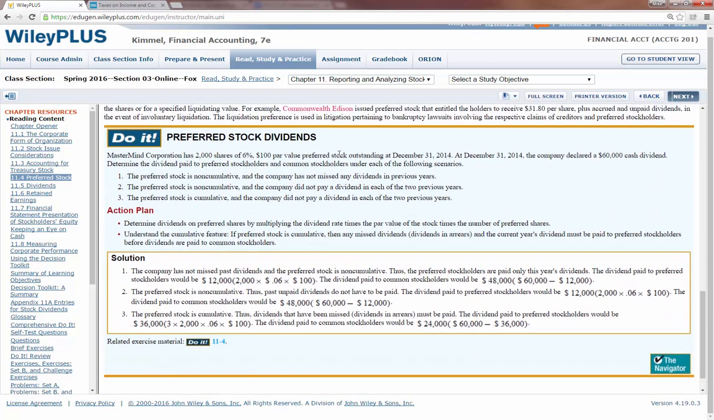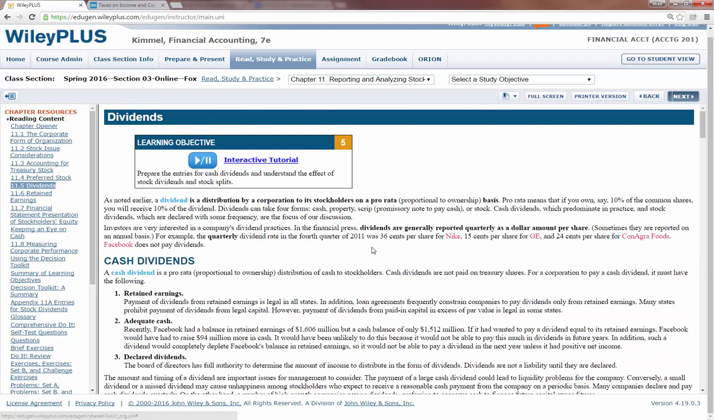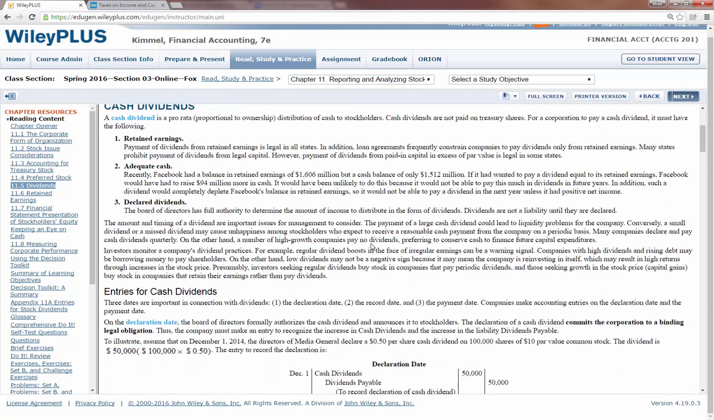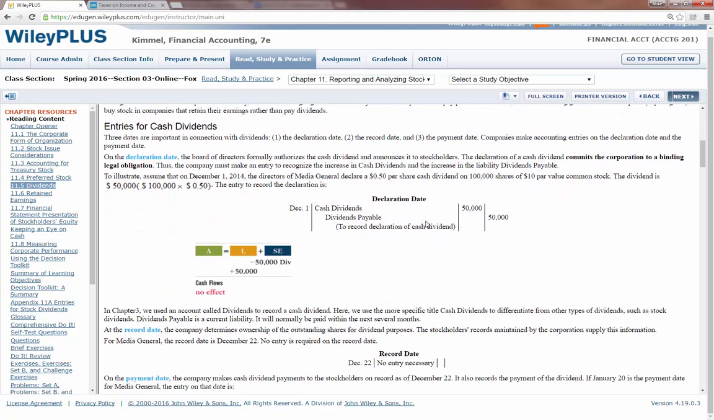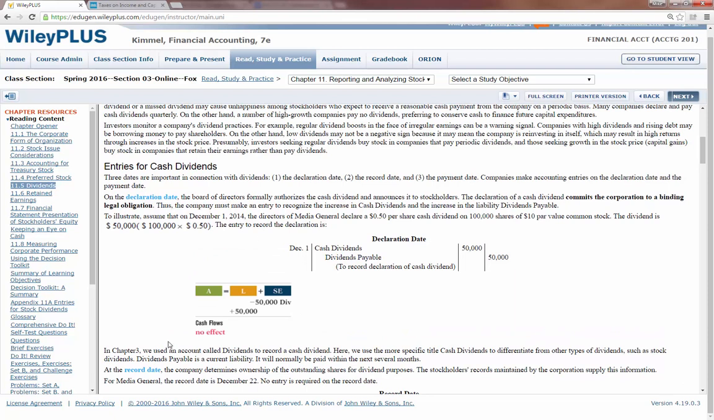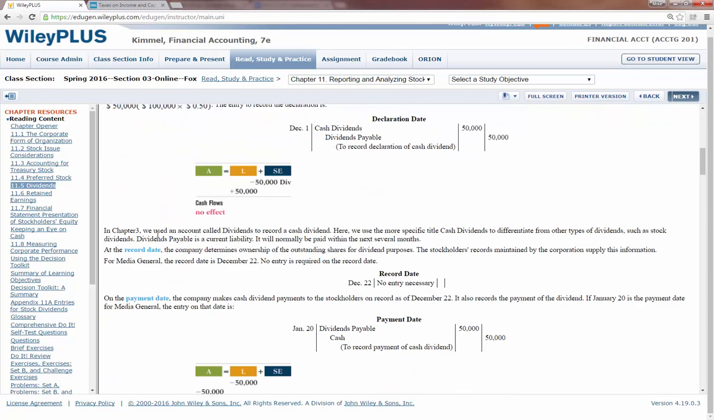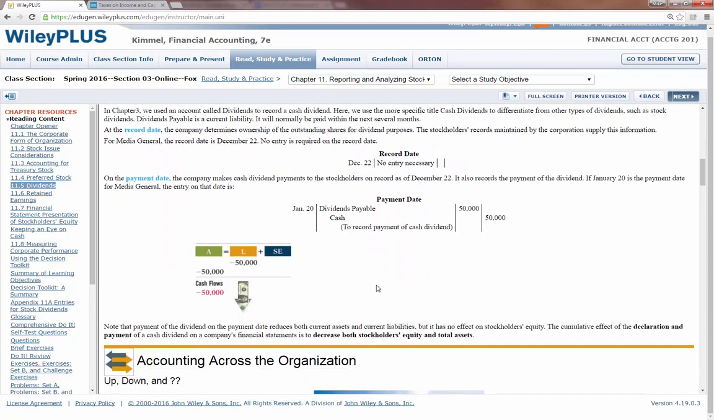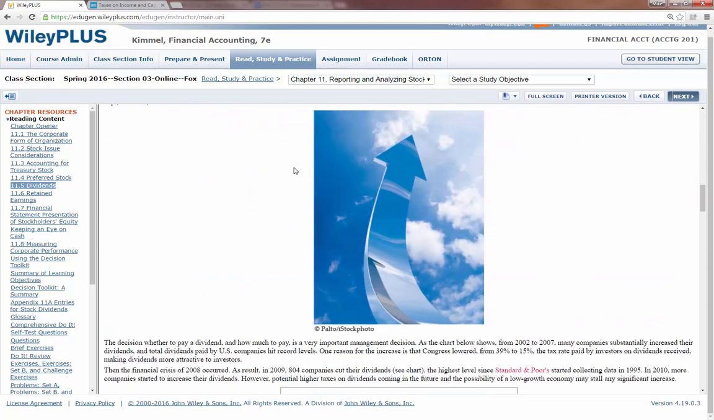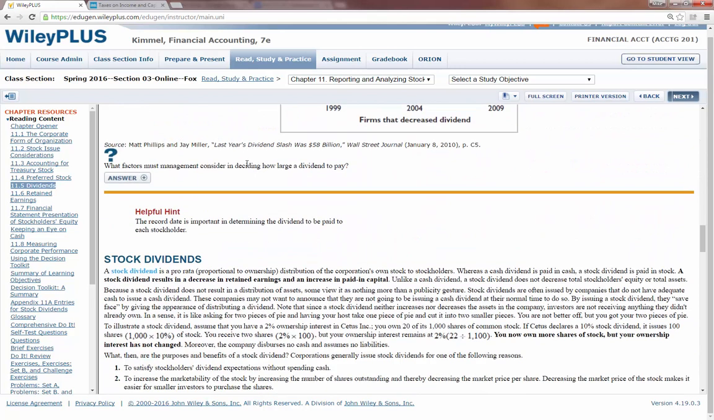Additional preferences, dividends, the difference between cash dividends and how to do a journal entry for a cash dividend, the difference between the declaration date and the record date, payment date, and the journal entries that go with each one. That's going to be important.